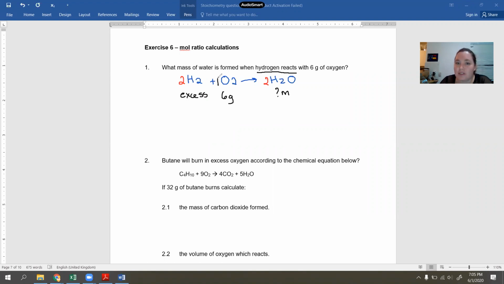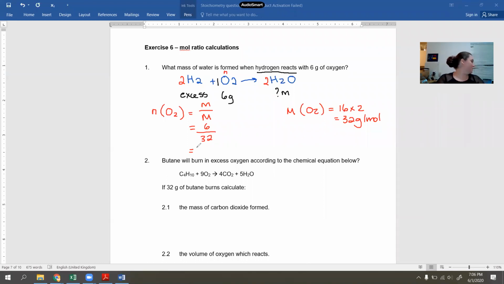So I'm going to start by working out how many moles of oxygen I have. I do this by saying that the number of moles of oxygen is equal to the sample mass over the molar mass. The molar mass of oxygen, if I look on my periodic table, and I've sent all of you a copy of the periodic table, oxygen has a mass of 16. It's diatomic, so there are 2 of them. That gives us 32 grams per mole. So over here, I'm going to have 6 grams divided by 32 grams per mole. That tells me that my number of moles of oxygen is 0,1875 moles.